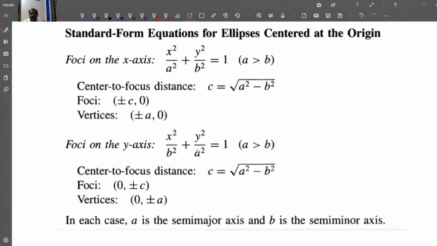So if the denominator of y square is greater than the denominator of x square, the focal axis of the ellipse will be the y-axis. So the center to focus distance here again is c equal to square root of a square minus b square, and the foci are (0, plus or minus c). Vertices are (0, plus or minus a). In each case a is known as the semi-major axis and b is known as the semi-minor axis.